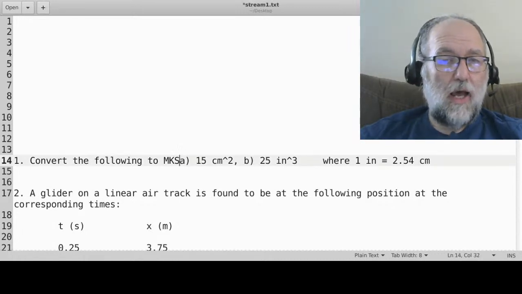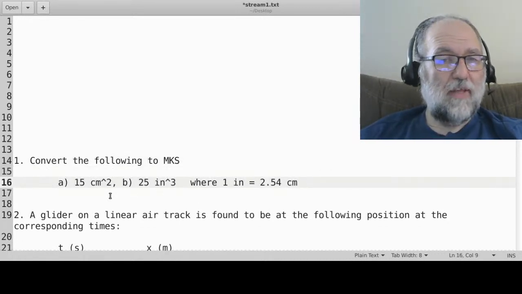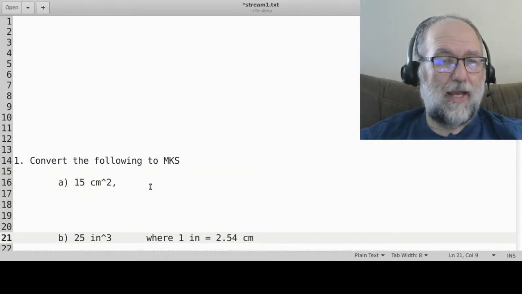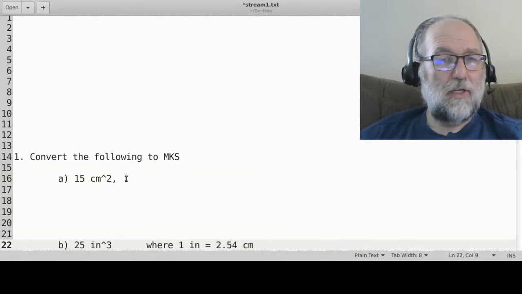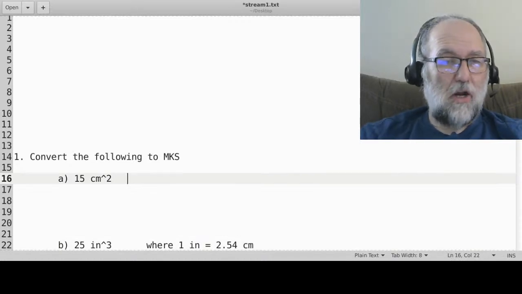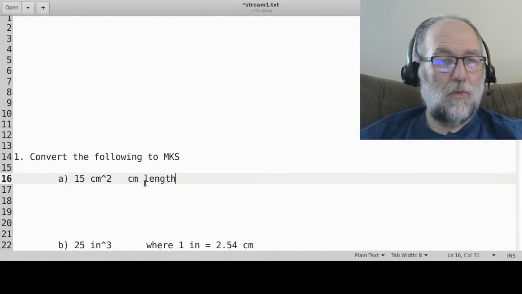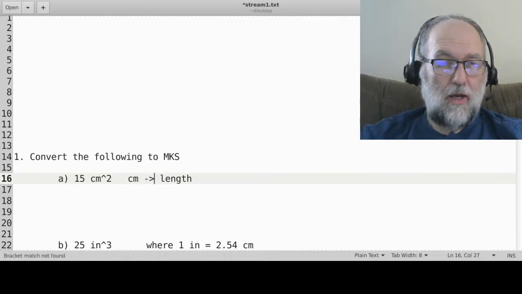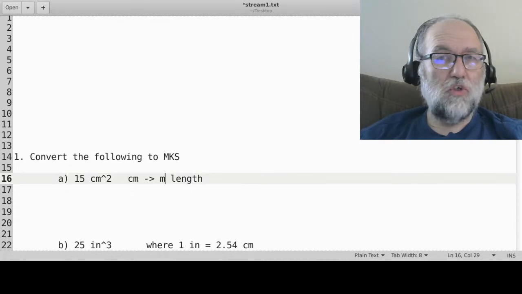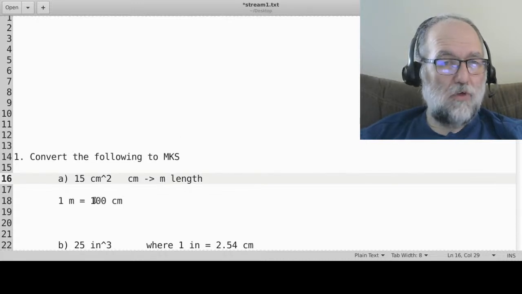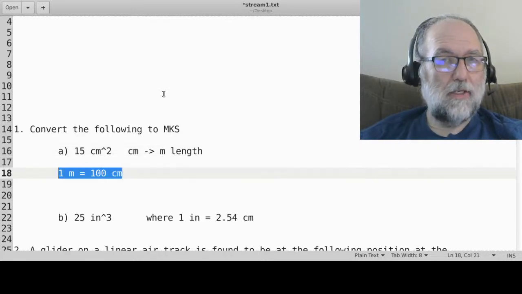The first question is convert 15 centimeters squared to MKS units. Now MKS units, centimeters are metric system units, but they're not the MKS units for length. Obviously they measure length. The MKS units for length are meters, and so we need to convert centimeters to meters. And the conversion is 100 centimeters is equal to 1 meter. So here's our conversion right there.